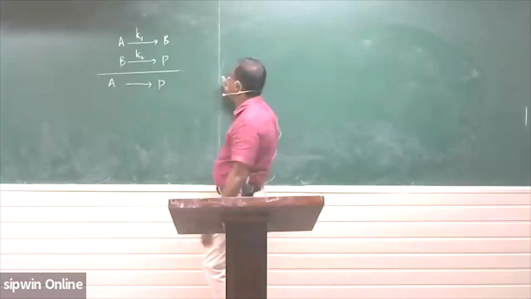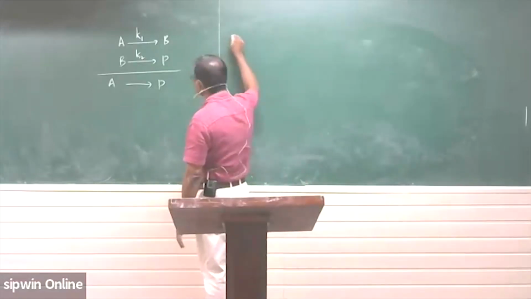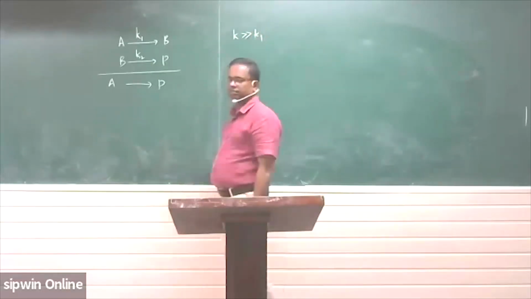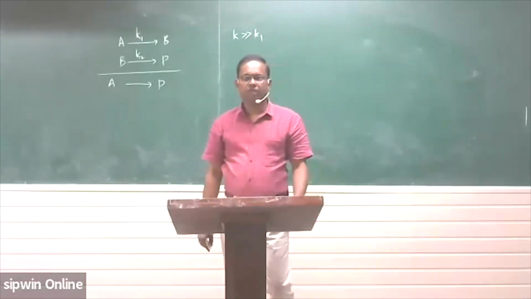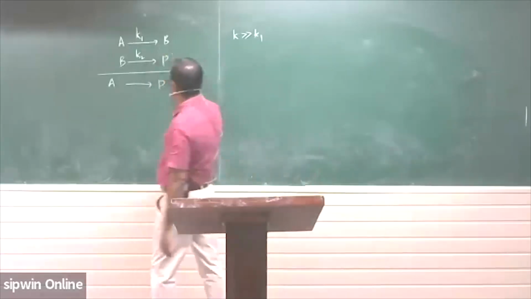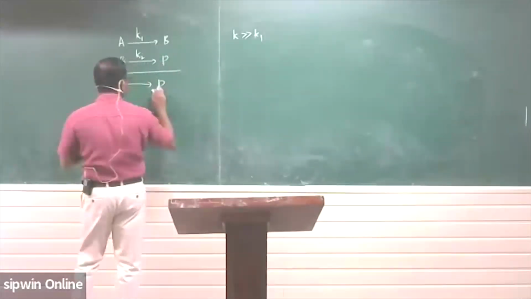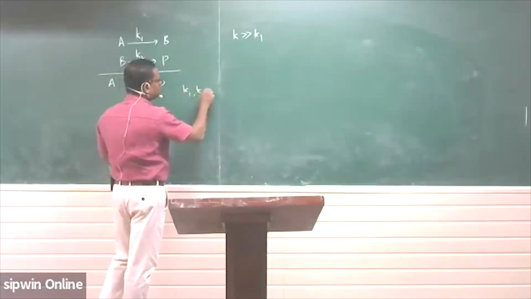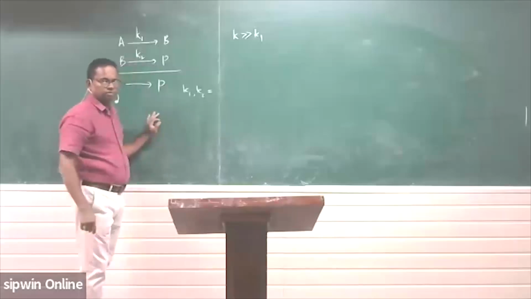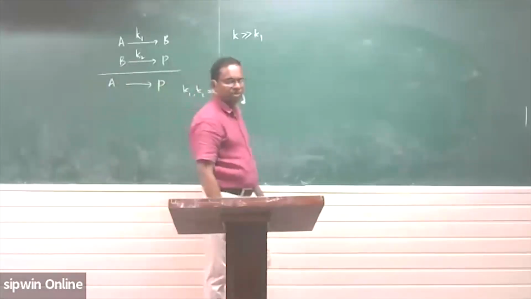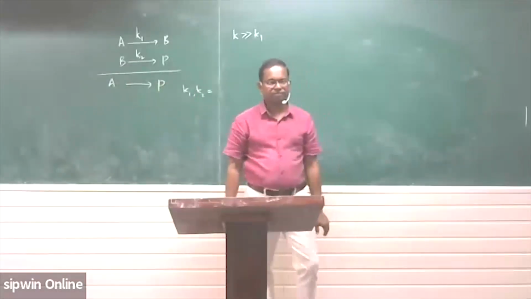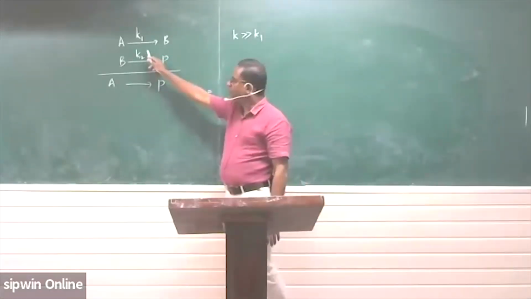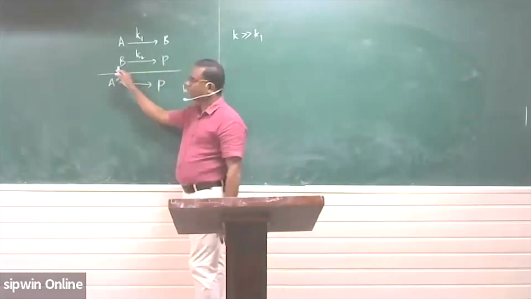Assume that k2 is higher than k1. Define k1, k2: they are rate constants. Rate constants high means rates high. Here k1 means the rate constant of this step, k2 means the rate constant of this step.